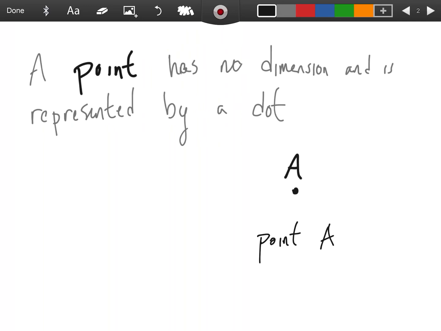So first we have a point. And a point has no dimension. It's just going to be represented by a dot. This is probably something that you're already familiar with. All right, so here we have point A. Notice that it's just a dot with a capital letter above it. So we name points with capital letters. So point A, again, capital letters.